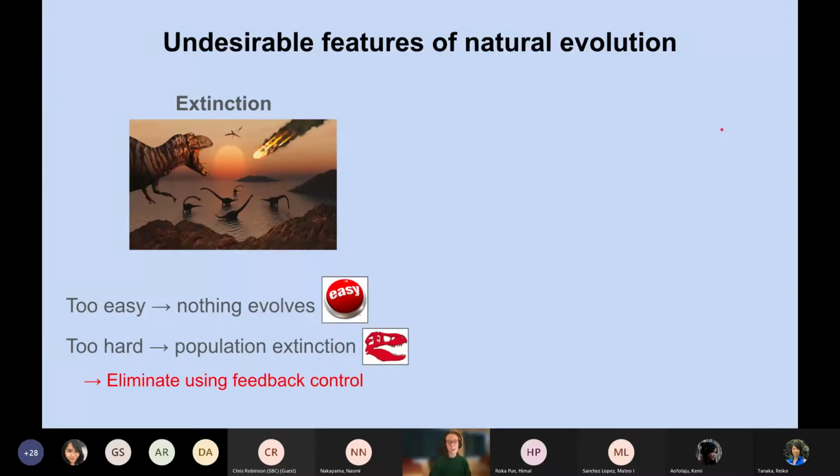And so altogether, we can solve this extinction problem by implementing just a good old feedback controller, which can be used to hit that Goldilocks level of difficulty for every population individually, and thereby make engineering with evolution a more robust and predictable process.